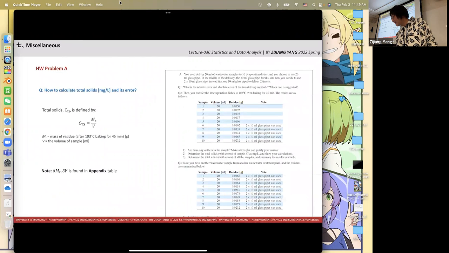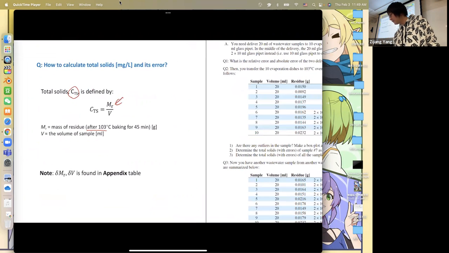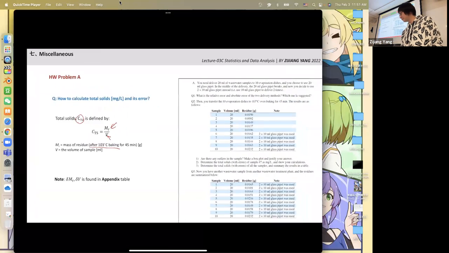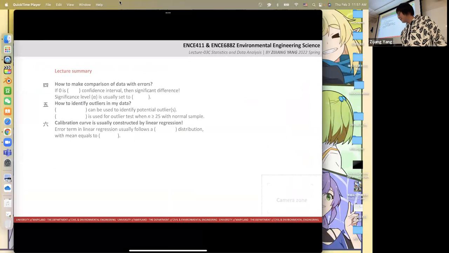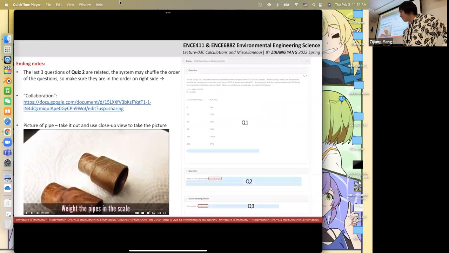Another one: some of you may not take 310. In this case, we are going to calculate the total solids. The total solids equals the mass after 103 over the volume of our sample. And that's it for today.